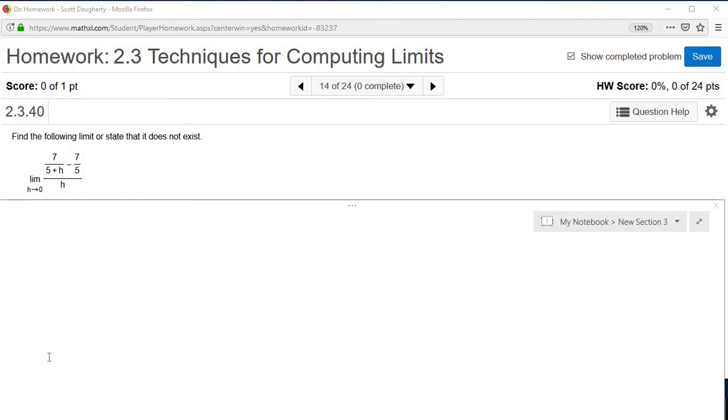Hello again. In this video, I'm going to go over this homework problem from 2.3. And in this problem, we're supposed to find the following limit, if it exists.